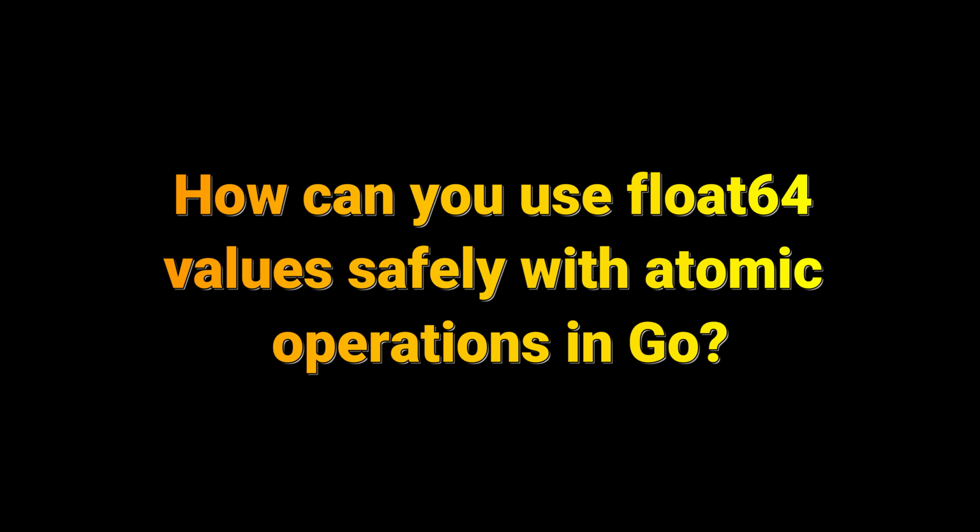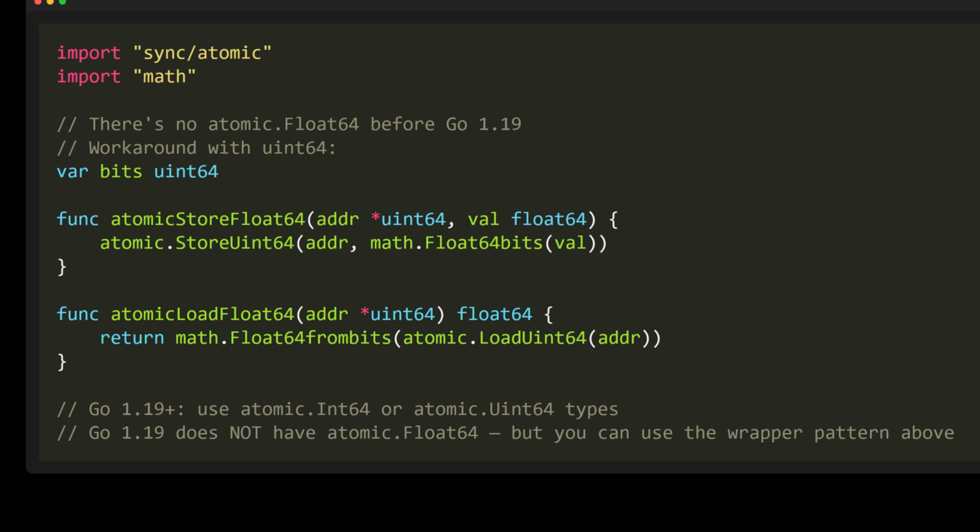Question: how can you use float64 values safely with atomic operations in Go? Go does not provide atomic operations directly for float64 values. To work around this, you can convert the float64 to its raw bits using math.Float64bits and store those bits as a uint64 with atomic operations. When loading, you convert the bits back to float64 using math.Float64frombits. This makes the read and write atomic. Even in Go 1.19 and later, there is still no atomic float64 type, so this wrapper pattern with uint64 is the correct and safe approach.